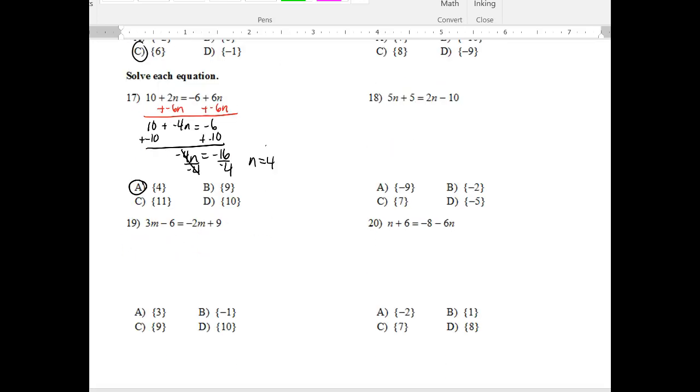And the last one, again, we start this time by adding 2m to both sides because it was negative here, so we need to add positive to make it 0. These cancel out. You get 5m minus 6 is equal to 9. Add 6 to both sides because, again, you want to make it 0. You get 5m is equal to 15. Divide by 5, divide by 5. m is equal to 3.